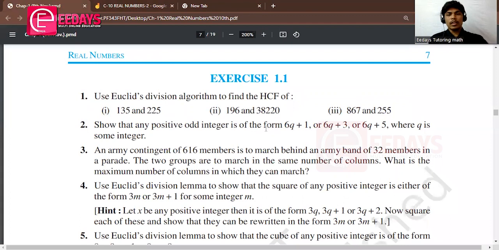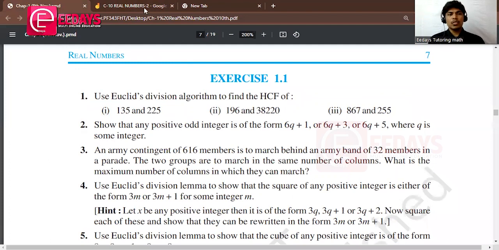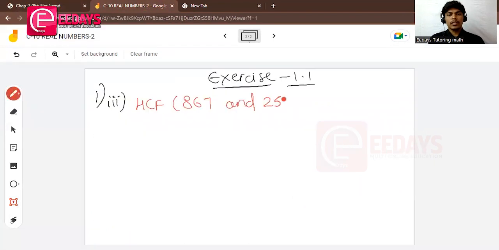What is the question of the third one? We need to find the HCF of 867 and 255. What are the steps involved? How to find it? Try to recall, guys. So first, take the bigger number here. Step one, you can take the bigger number, 867.